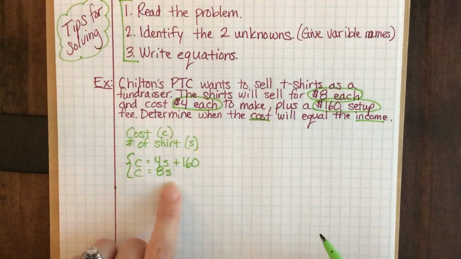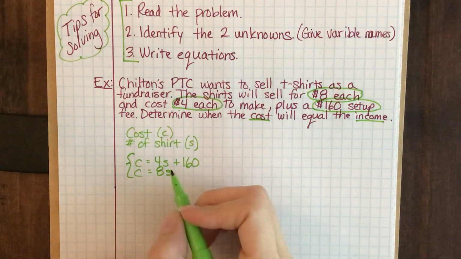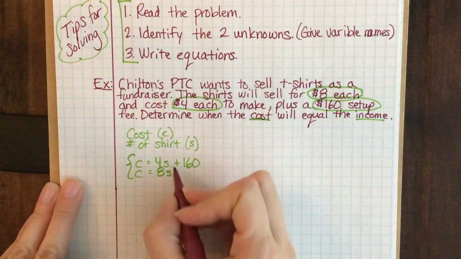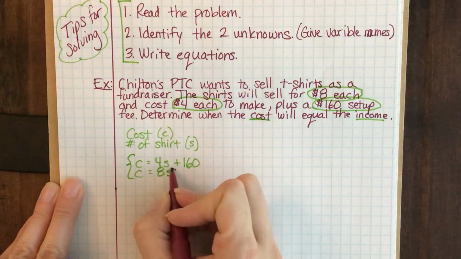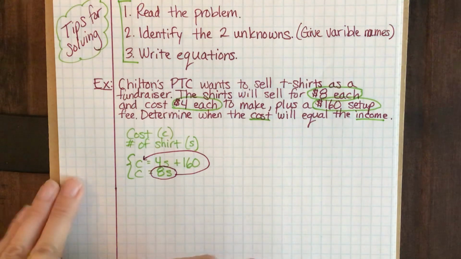This is also a great problem to graph. Getting to see this on a graph is very powerful. So I might just do both things. First, I'm going to solve it with a system of linear equations, and then I'll show you how to graph it. So what I'm going to do is take what I know C to be, and plug it in here for that C.